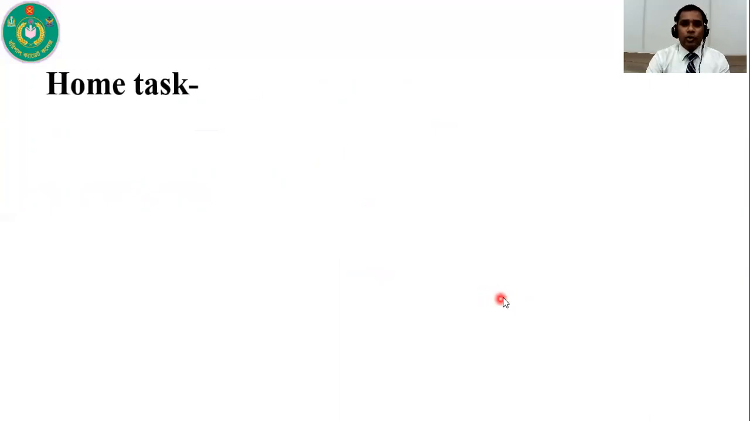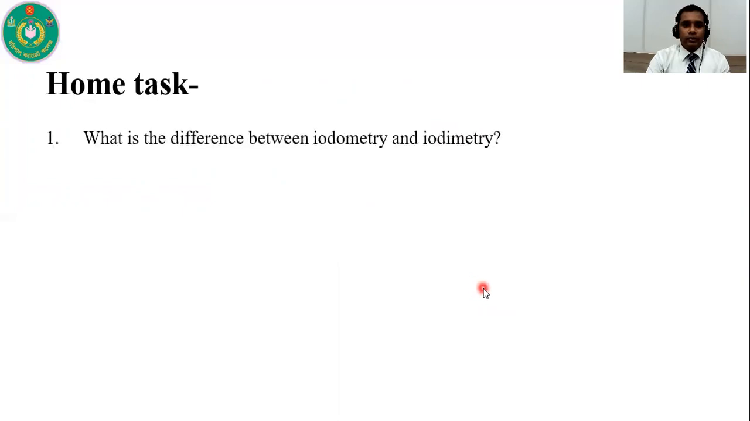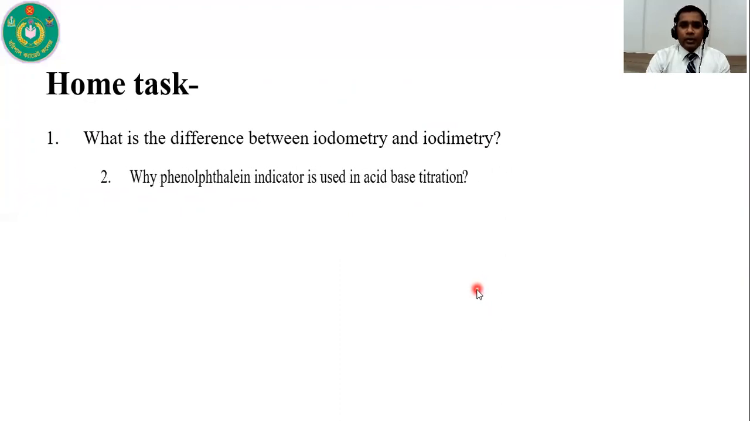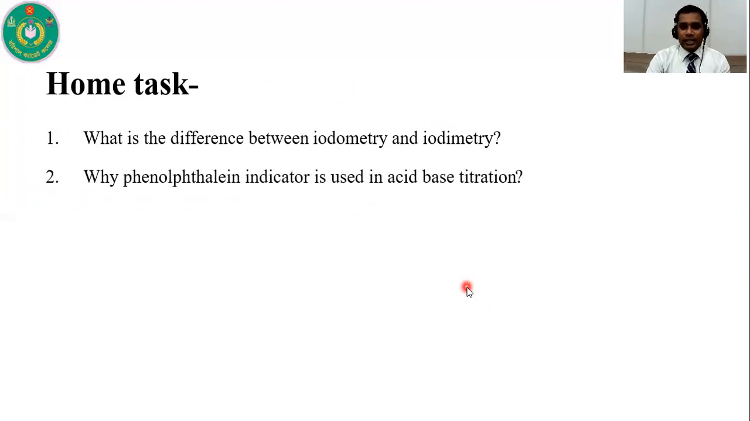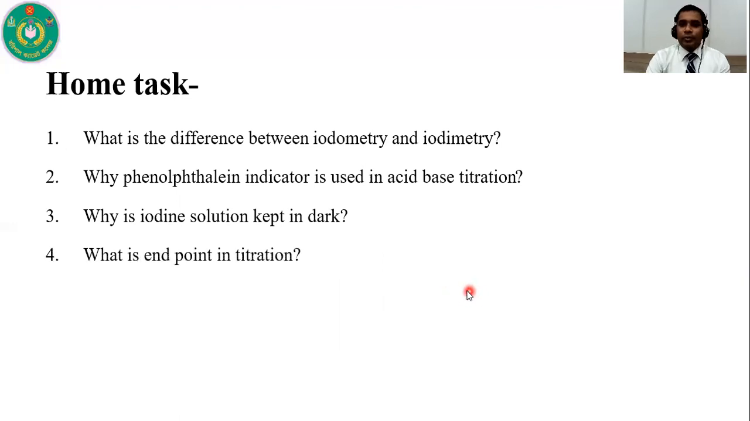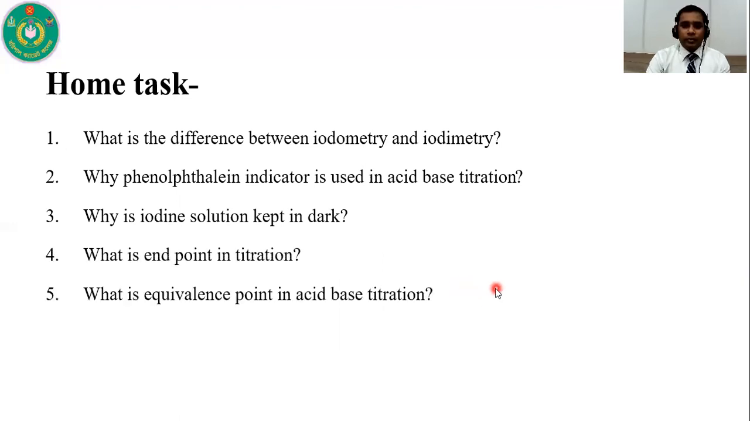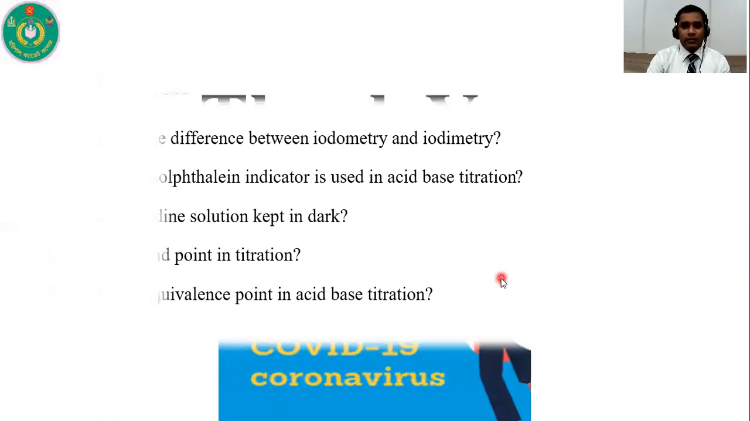And here is a home task for you. First question, what is the difference between iodometry and iodimetry? Why is phenolphthalein indicator used in acid-base titration? Why is iodine solution kept in dark? What is endpoint in titration? And what is equivalence point in acid-base titration? Try to solve these questions.